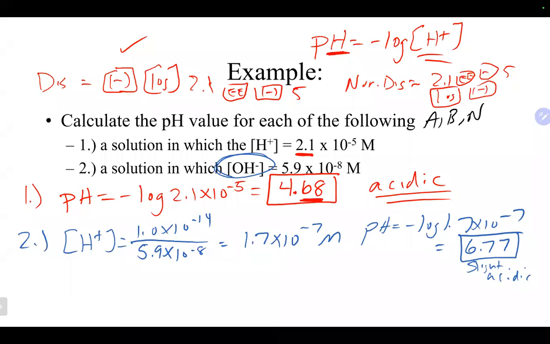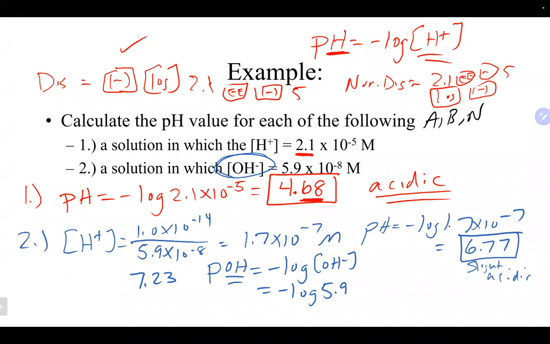Now, if you got this particular number for the second one, like 7.23, what you calculated was not the pH because you used the OH minus concentration. You calculated what is known as the pOH, which is minus the log of the OH minus concentration. And if you do that, you will get what I wrote there.